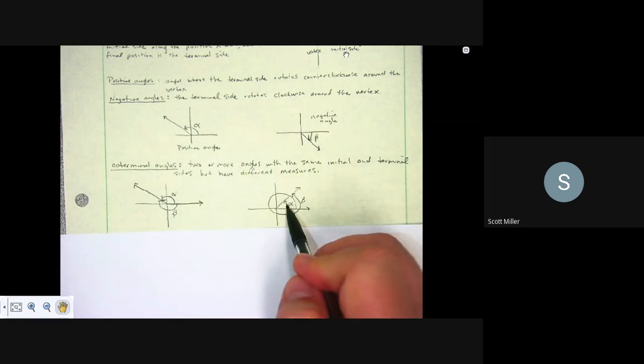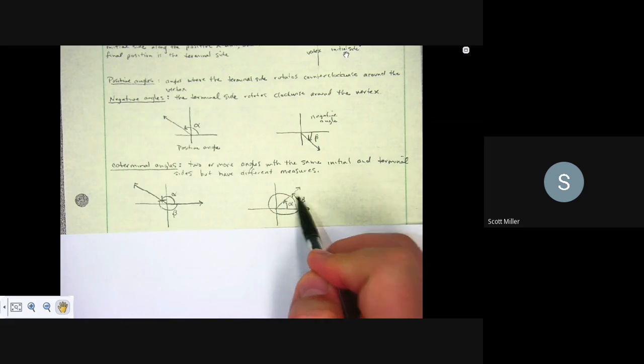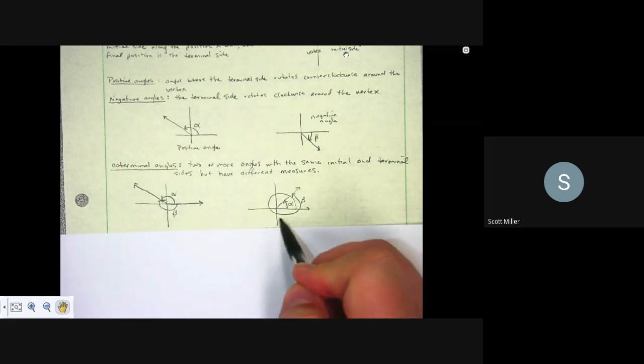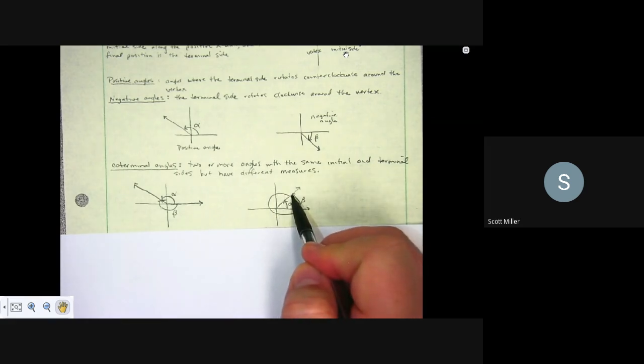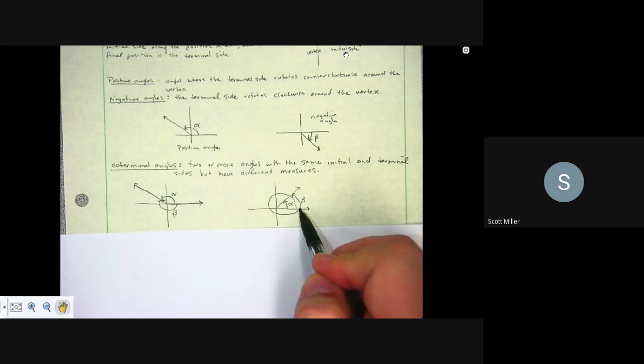I can also lap. In other words, here's an alpha angle, okay? And then the beta goes all the way around the circle one time and then stops there. That would be a different measurement, yet it starts and stops at the same location. These two angles would be coterminal. And that's going to help us find answers to many trig ratios for different angles. So this coterminal idea is very important to understand.